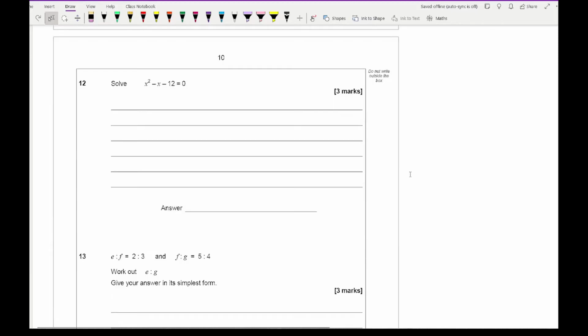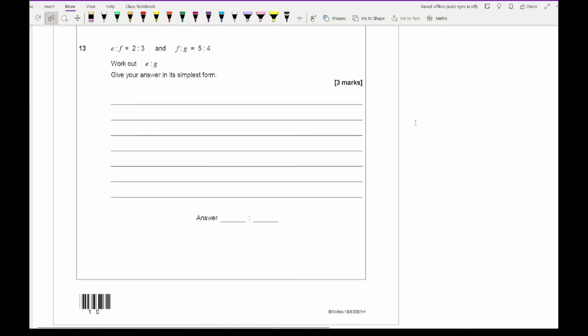Now moving on to question 12, it says solve this quadratic equation. So that's going to be, think of 2 numbers that multiply together give me 12, added together give me 1. So that's going to be 4 and 3. And it's going to be minus 4 and plus 3 because we want a negative 1 as our answer, and that equals 0. So then my 2 answers are that x equals minus 3 or positive 4.